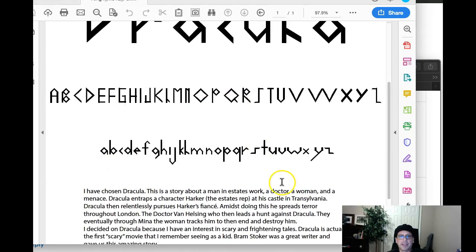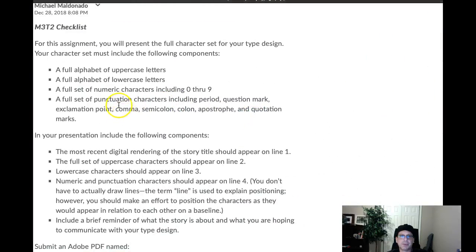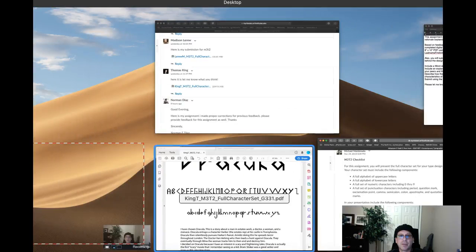Okay, one thing we do need that is not included here is a character set, whether uppercase or lowercase, 0 through 9. We also need punctuation, and that punctuation needs to include a period, question mark, exclamation point, comma, semicolon, colon, apostrophe, and quotation marks. We don't have any of that.